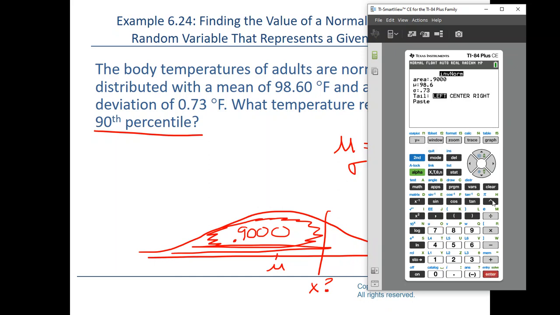Okay, and again, I am going to click paste, have to put it in there one more time and hit enter. Again, those of y'all that have the TI-83s, remember that yours is just going to put that inverse norm, and you're going to have to type in 0.9000, comma, 98.6, comma, 0.73, and then you won't actually have to worry about the left, center, right. It's just always an automatic left for TI-83s. And then there you go. There's your answer.